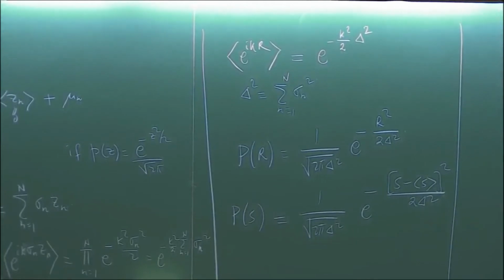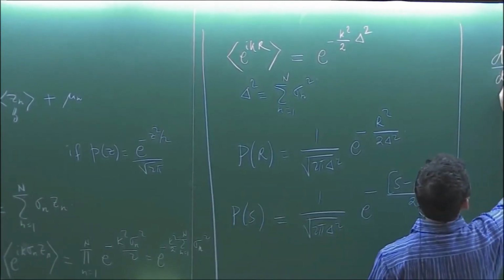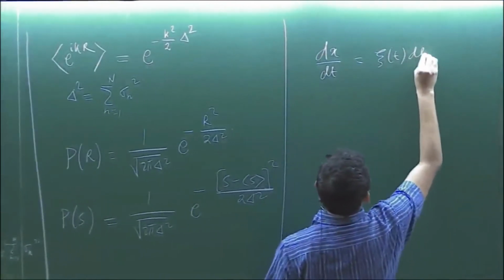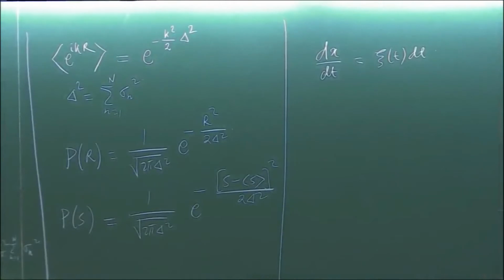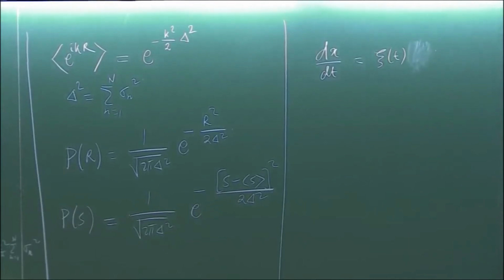Let's look at this equation again. dx dt is equal to this term times dt. So what is x of t?